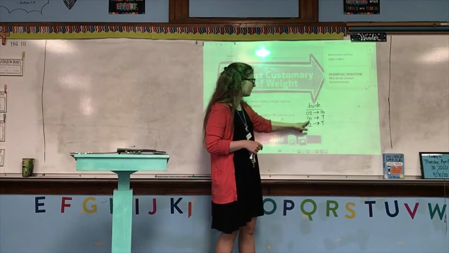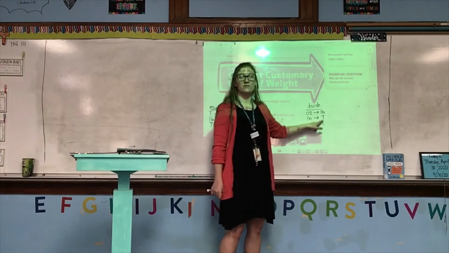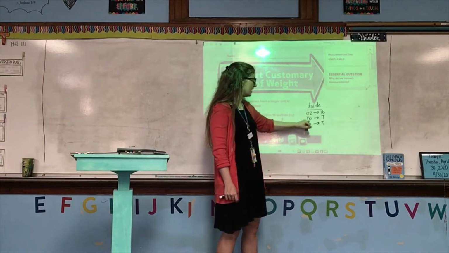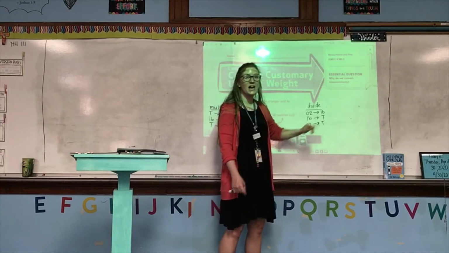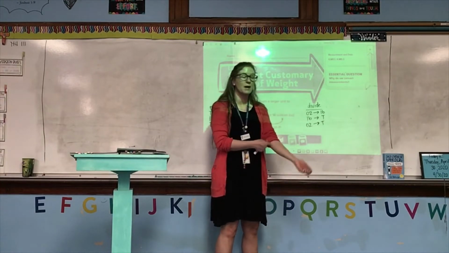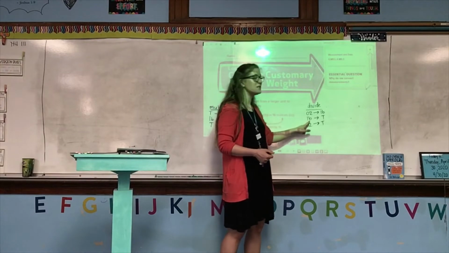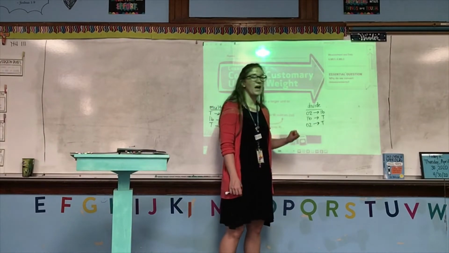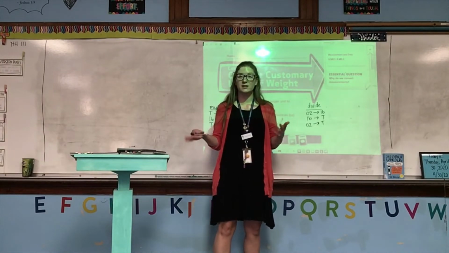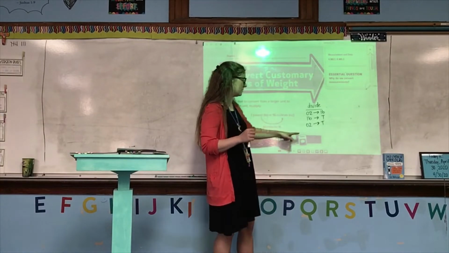If you know the number of pounds and you're trying to find the number of tons, then you have to divide the number of pounds by 2,000 to get the tons. Because remember, again, you cannot divide by the number of tons in a pound because tons are bigger, so there are no tons in a pound.